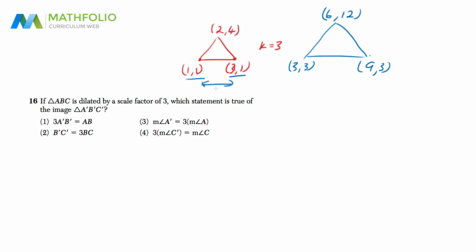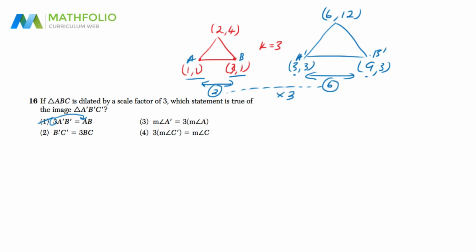So a distance between these 2 points is from 1 on the x to 3, so that's a distance of 2. And the distance here from 3 to 9 is now a distance of 6. So you can see that the distance itself has also grown by a factor of 3. So it says, which statement is true about the image? So A to B, which let's say this is A to B, and this is A prime to B prime. The first one is 3 times A prime B prime equals AB. Well, that's not the case. A prime B prime is much bigger and AB is much smaller, so this is not going to be the right answer because you're timesing the bigger number by 3. So that 3 really should be next to this.